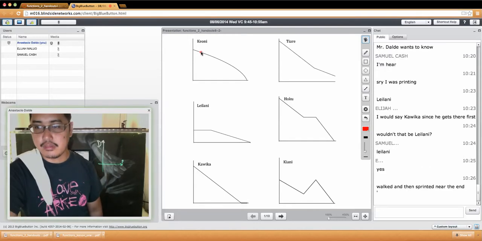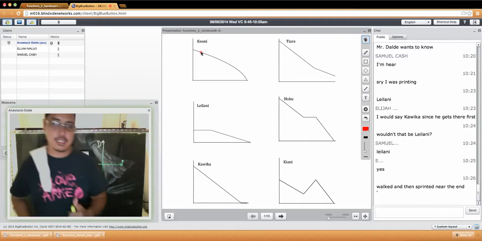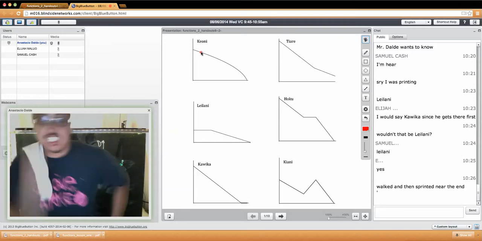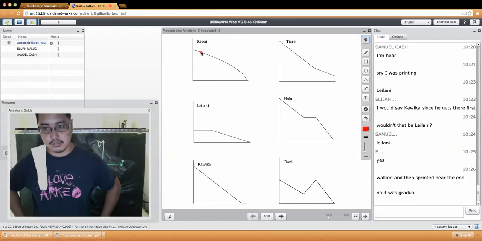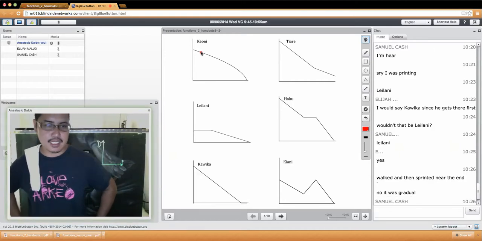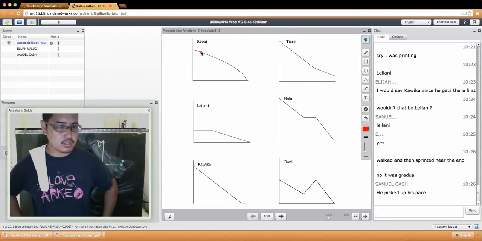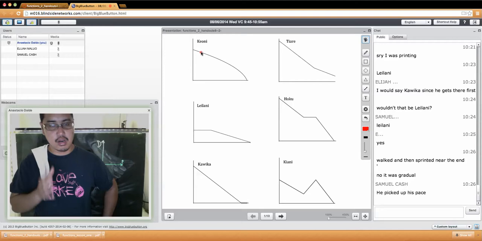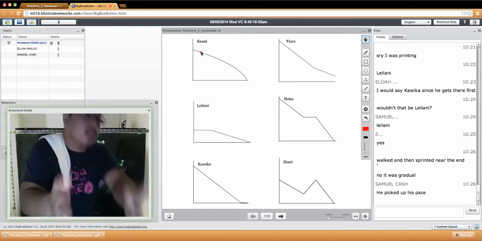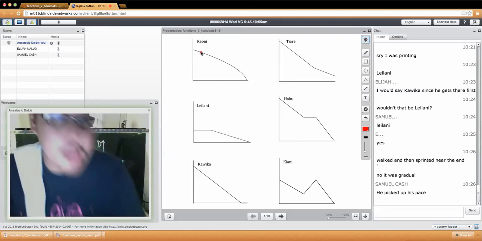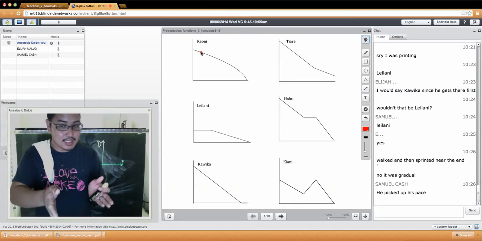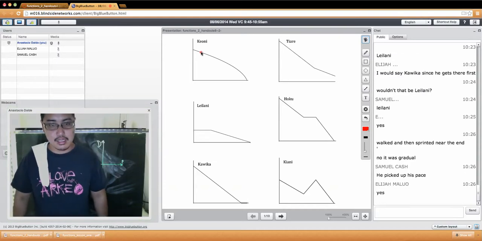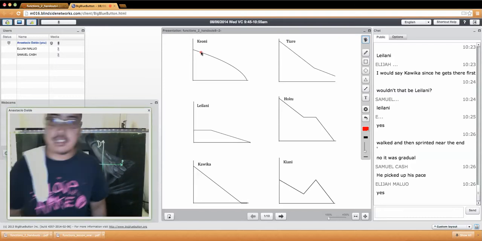What did Keone do? He walked and then sprinted near the end. Now, I've got a question. Did he walk and then suddenly think, oh, it's the bus, and start running real quick? No, it's gradual. It's kind of like stepping on the gas in your car. Your car doesn't immediately go boom, right? It starts slower and gets faster and faster and faster. Is that what he did? Yeah. Good. Awesome. Now Tiare, what did she do?